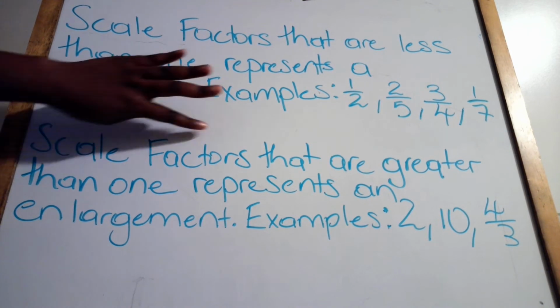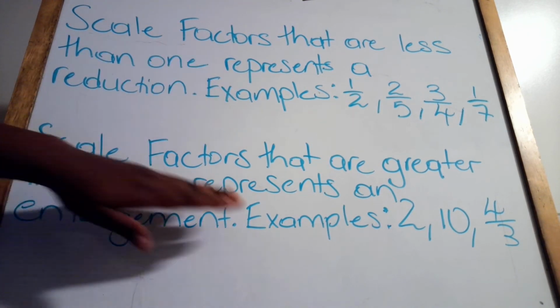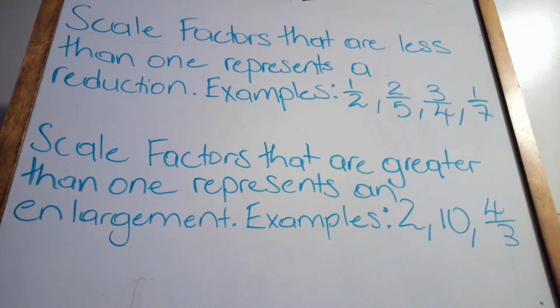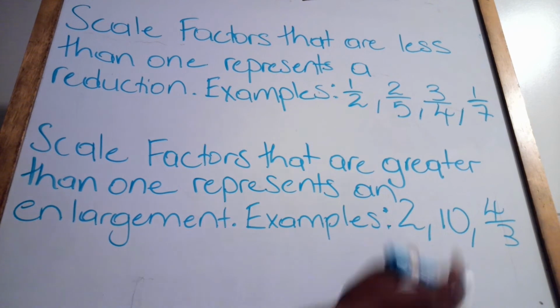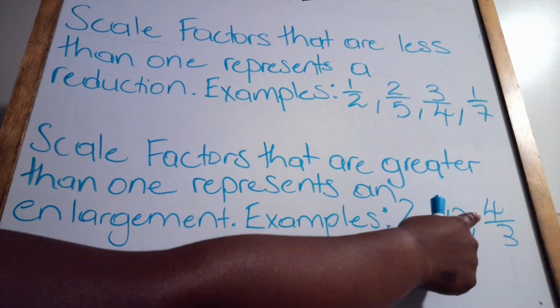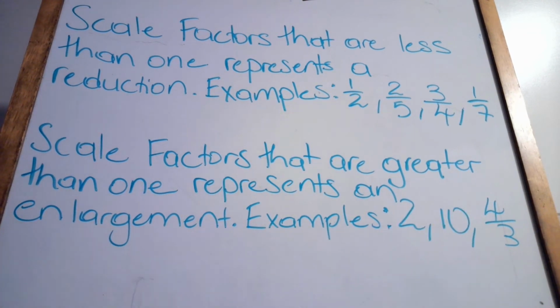But if the scale factor is greater than 1, it represents an enlargement, meaning that you'll get a bigger object or a bigger image. Alright? Example: 2, 10, 4/3. So this time you notice it's a fraction, but the numerator is larger than the denominator. Alright? So that will be greater than 1. When the numerator is larger than the denominator, we know that fraction is greater than 1.